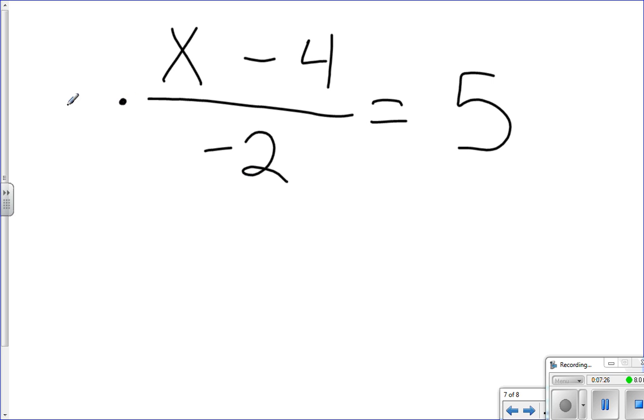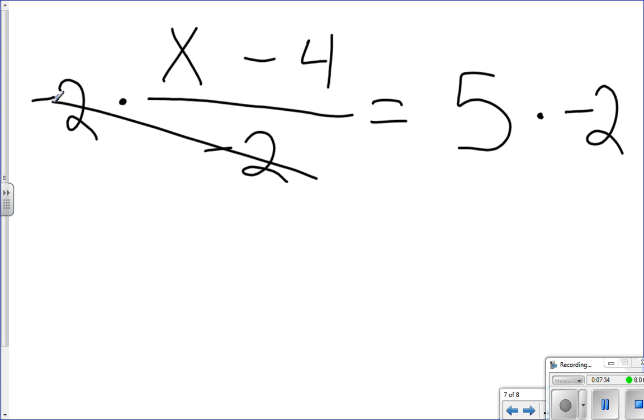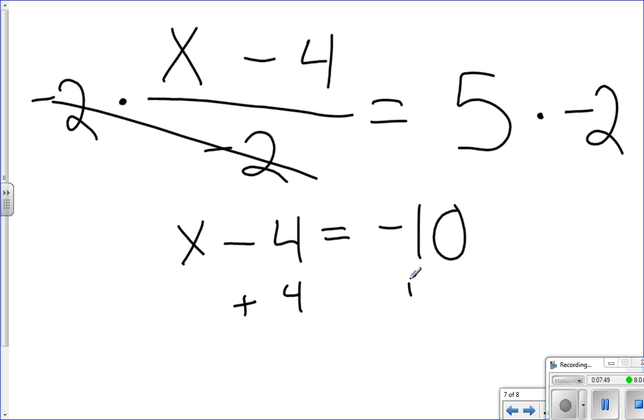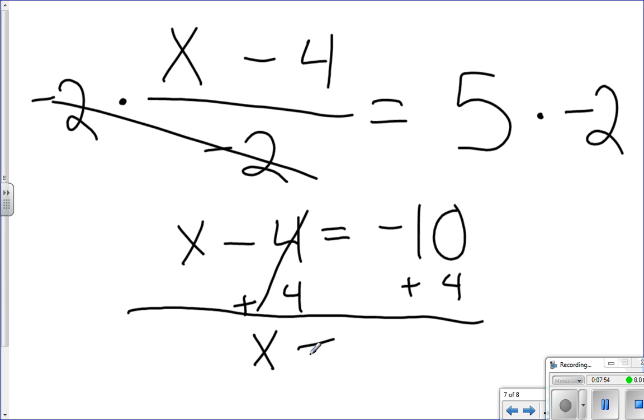So I'm going to multiply both sides by -2. And those are eliminated. I'm left with x minus 4 equals 5 times -2, -10. Then I need to add 4 to both sides. I'm left with x equals -10 plus 4. That's like saying you're down 10, and then you gain 4 more. You get -6.